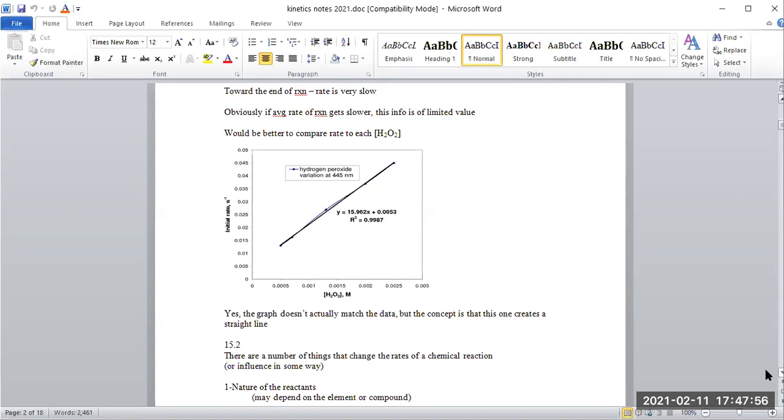And gave the equation. Your R squared value is actually pretty good too. Remember that the closer you are to 1.0, the better your data is. And they've got 0.9987. So this is pretty decent data. Not perfect, but definitely pretty good.